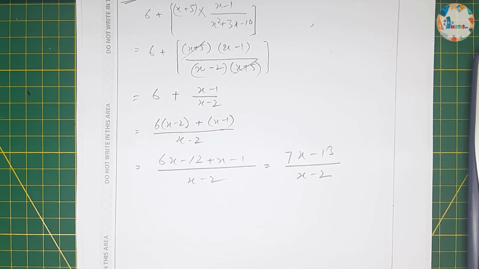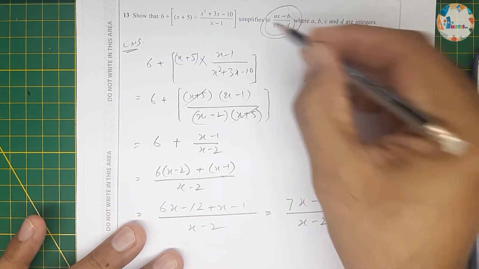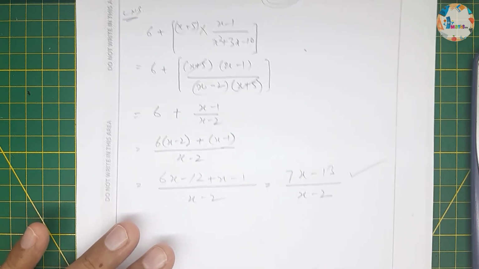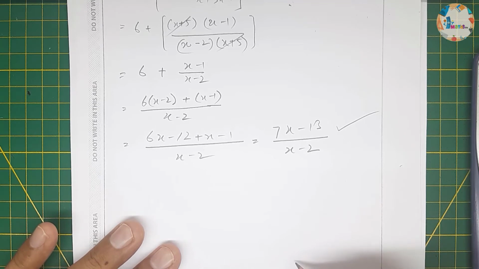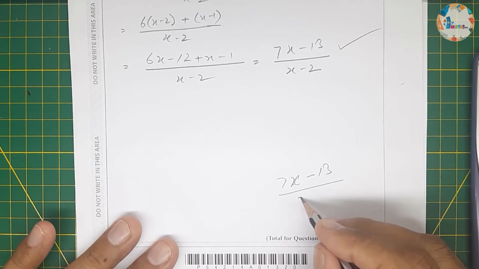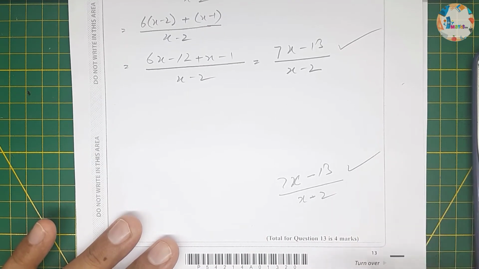This one will be the final simplification, and now we can compare this for ABC values. We can write ABC values basically, this simplifies to this format we got. So this can be the final answer, we can write this as the final answer, 7x minus 13 over x minus 2. This will be our final answer.